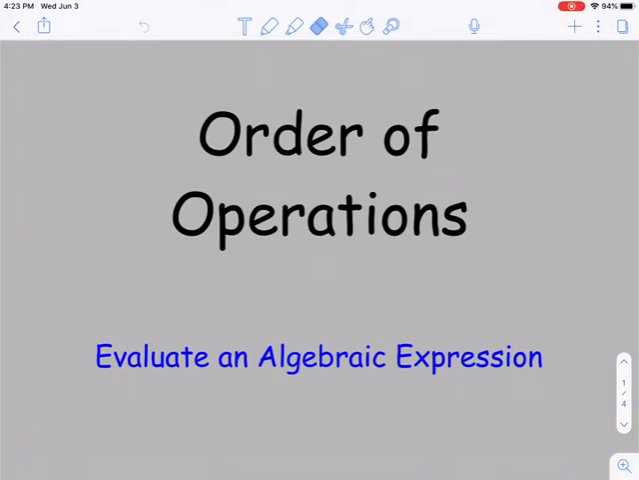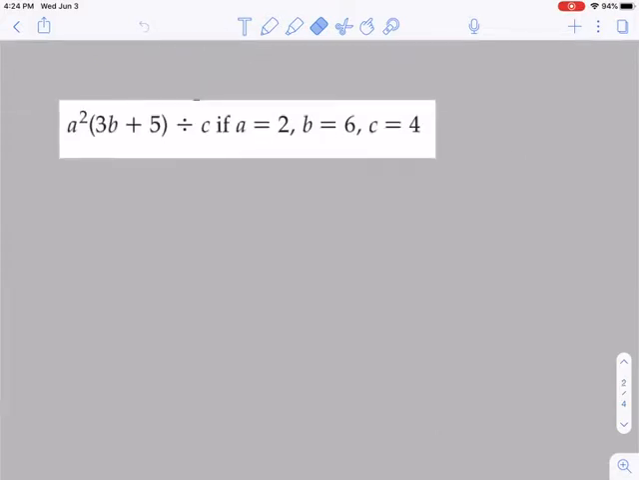Okay, another thing you're going to be asked to do within this lesson is to just evaluate algebraic expressions. And the reason it falls under the order of operations heading is because you have to know what order you do things in, all right? So we're going to look at a few different problems and just practice substituting values in and then evaluating them once we've done that. So let's just get started.